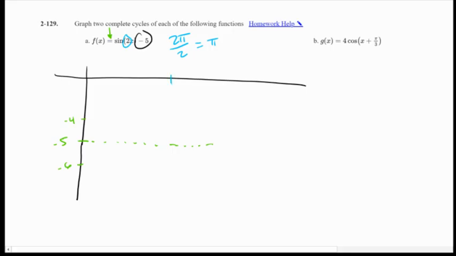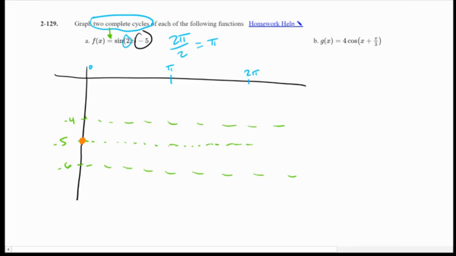And there's no h value that shifts me left or right. I know I have to do 2 complete cycles, so I'm also going to mark here at 2 pi. So both of my cycles are going to land between 0 and 2 pi. Now it's a positive sine function, so I know that it's going to start at the midline and it's going to go up.